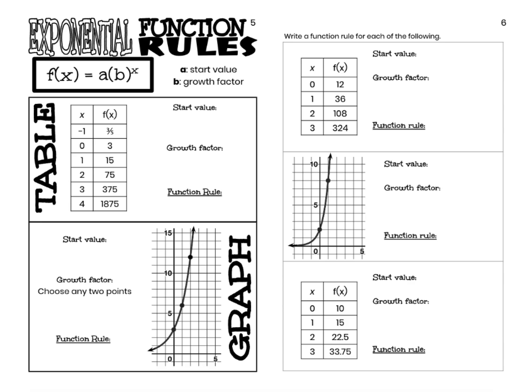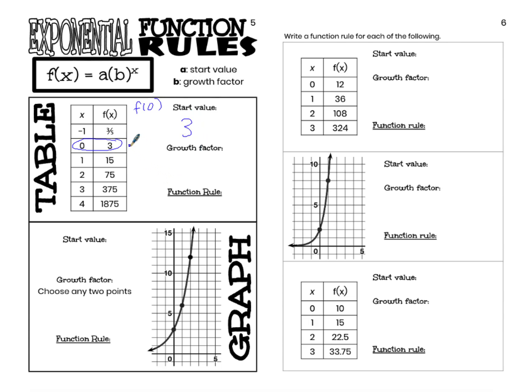We can find exponential function rules from both tables and graphs. When we're trying to identify the function rule, we need to find both the start value a as well as the growth factor. The start value is not any different than any other table or graph. Start value will be the output when x is 0, so the start value is f of 0. That's found in the row of the table where x equals 0. So the start value for this table is 3.